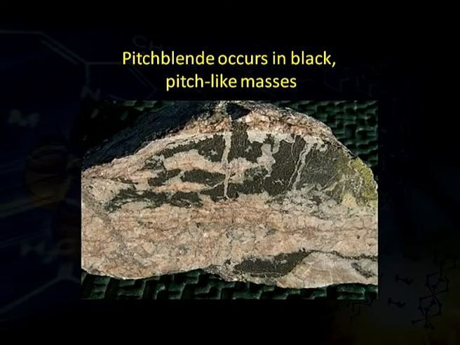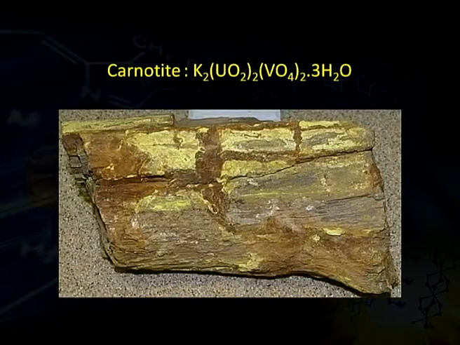This is the image of pitchblende, which occurs in a black pitch-like mass. You can see these parts on it. This is the pitchblende. It is another mineral, carnotite. This carnotite has a yellowish appearance, again it has a greyish-greenish color.